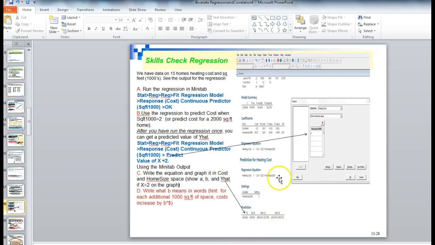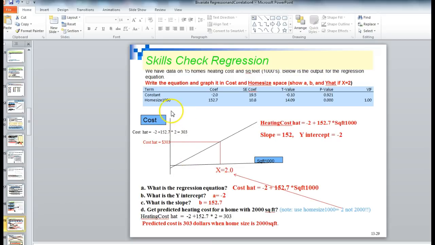Now let's write the equation and graph it in cost and home size space. We want to use this equation right here, but graph it. I see my y-intercept, I see my slope. So here would be cost on the y-axis, and here would be square footage in thousands on the x-axis. I would say my y-intercept is a -2, so I had to make that cost a -2. And then this is the slope. My slope is 1.52.